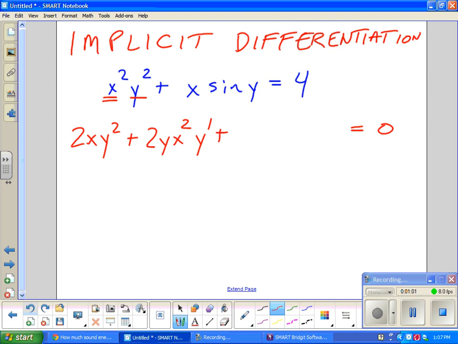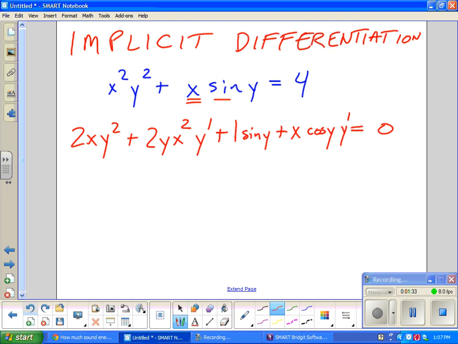Plus, now again, I see on the next one, my f term is x, my g term is sine y. So again, I start with x. Derivative of x is 1 times sine y. Plus, again, it's plus to both because that distributes. If it was a minus sign there, it would be negative. Now the derivative of sine y: derivative of sine is cosine y, and then we need the y prime.